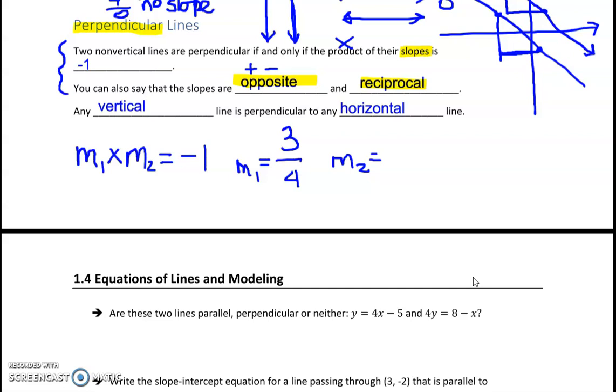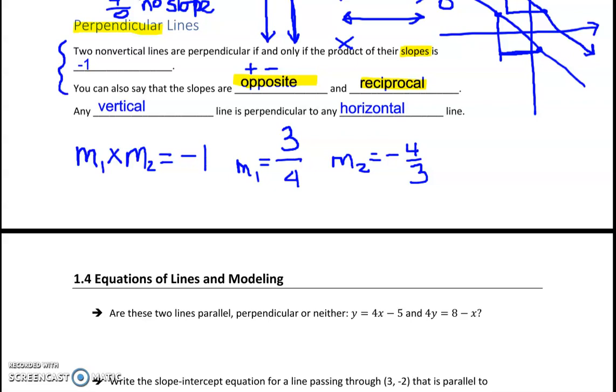Okay, hopefully you paused and wrote. And hopefully what you wrote down is -4/3. There's two things we had to do to go from the first slope to the slope of the perpendicular line. We had to change the sign. 3/4 was positive, so we're changing the sign to negative, and then we are flipping the fraction over. 3/4 becomes 4/3.